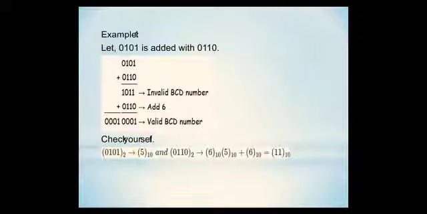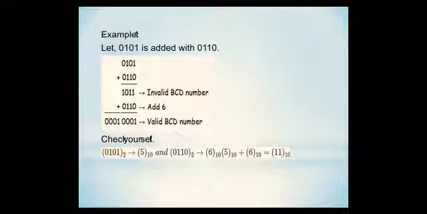First example, let 0101 be added with 0110. Here 0101 means 5, and I am adding it with 6. 5 plus 6 is 11. So after addition, 1 plus 0 is 1, 0 plus 1 is 1, and 1 plus 1 is 0 and carry gets 1.